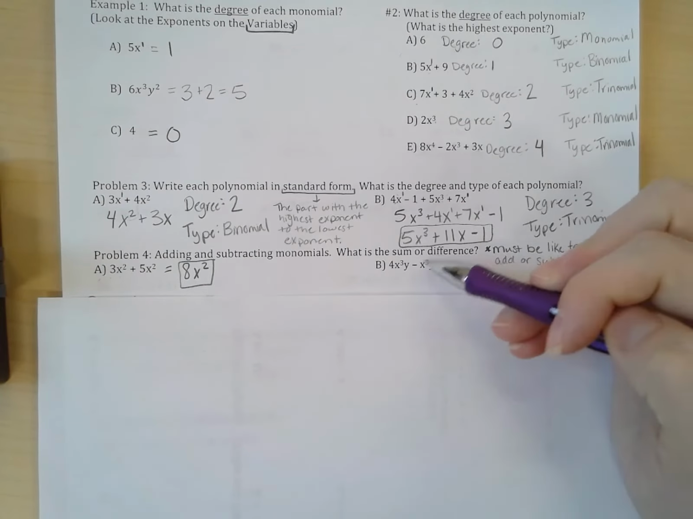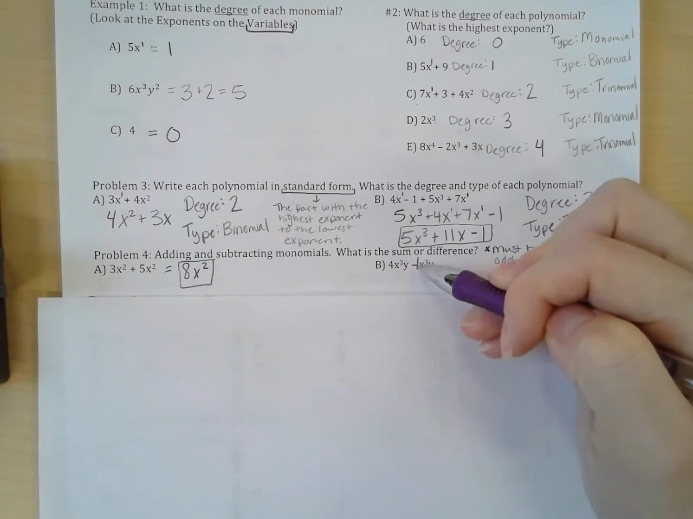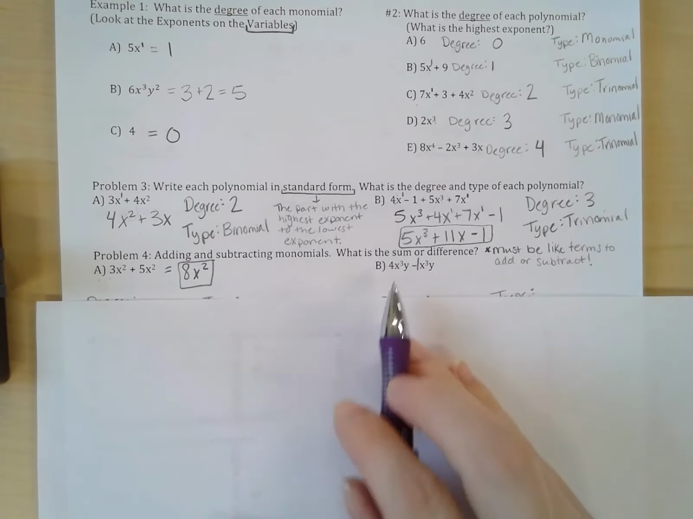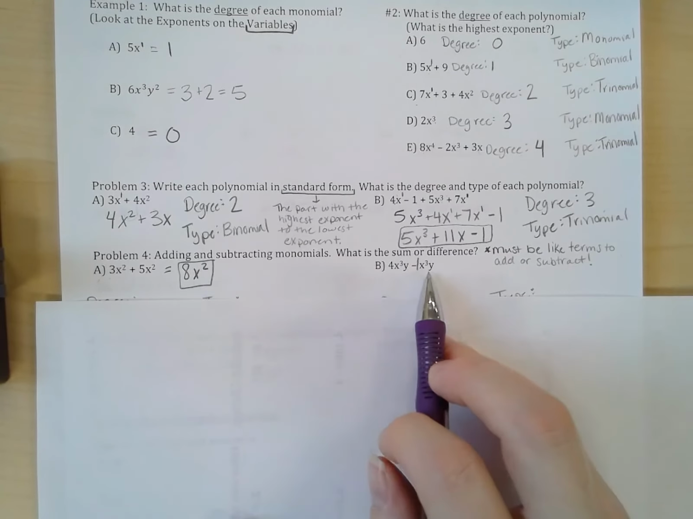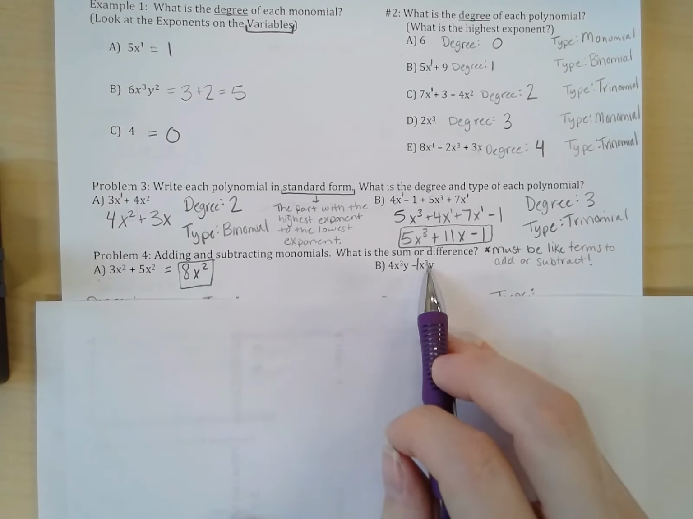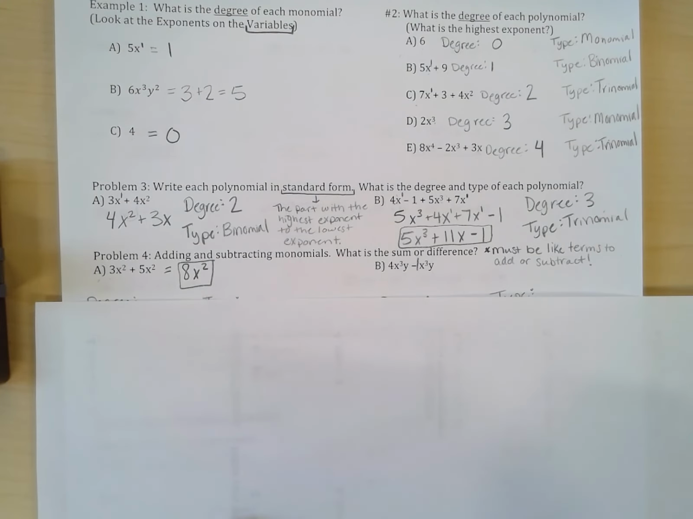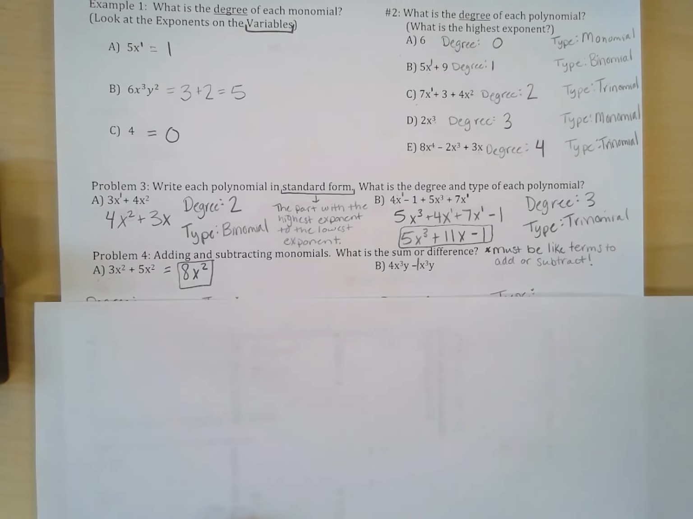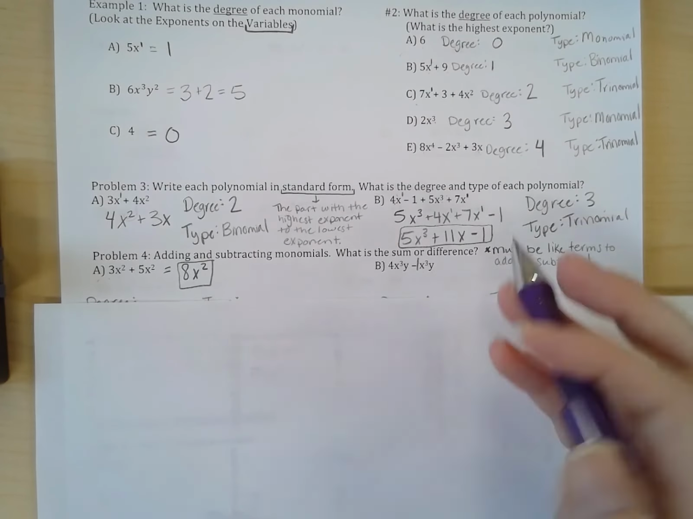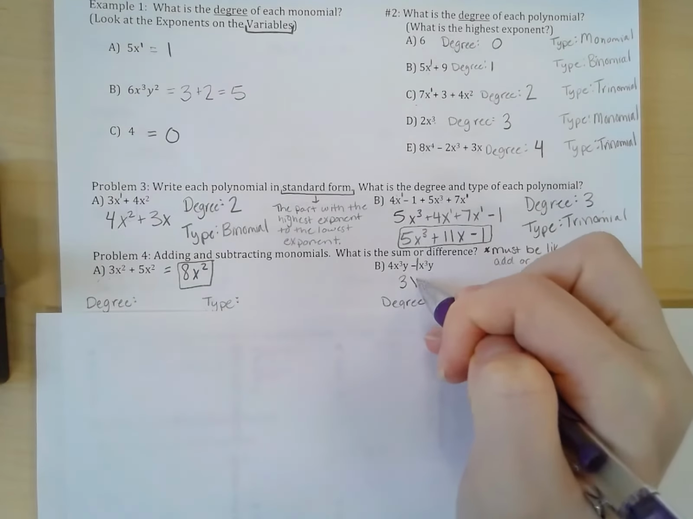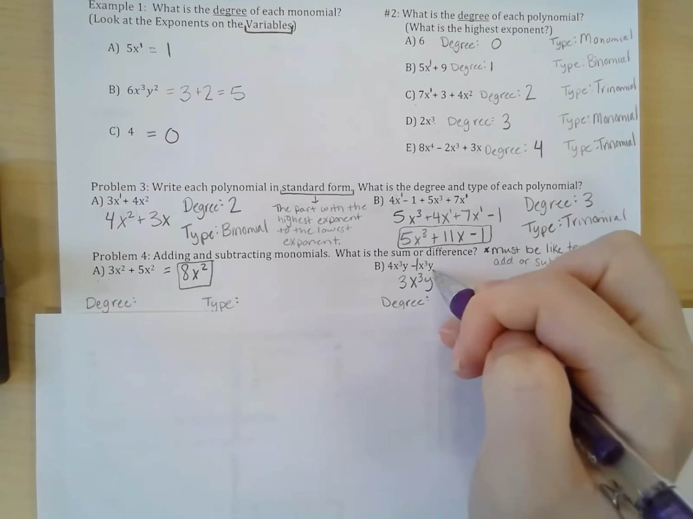This next one has 4x to the third y minus x to the third y. Now, how many are in front of here? It's just a 1. It's invisible, but it's there. So my letters and my exponents are the same. So x to the third, y. They are the same, so they are like terms, so I can subtract them. 4 minus 1 is 3, x to the third, y.